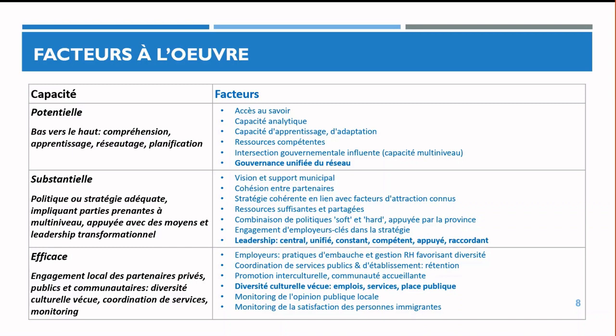And then if we look at the efficacy, we can check it by the local commitment from private, public, and community partners. This commitment allows us to ensure and coordinate pro-immigrant services. But also, in terms of the implementation, the cultural diversity must be lived both at the employment level, at the public services level, and also in the public place.